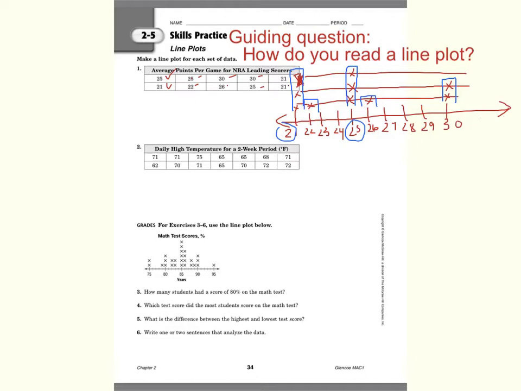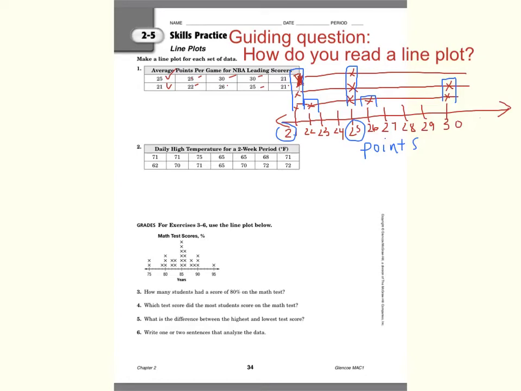Okay, now we need to name these numbers. What are these numbers? Average points per game. We can just put points down here. And what does each X represent? Each X represents what? A basketball player.